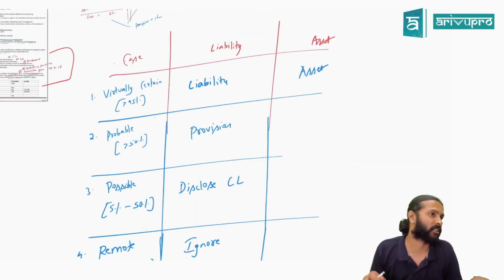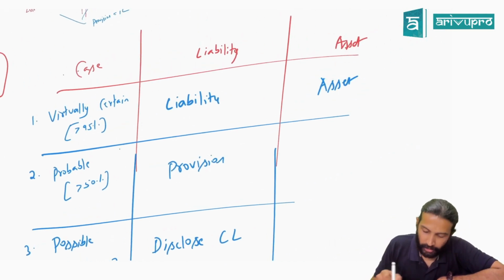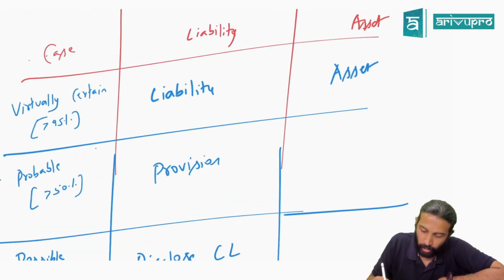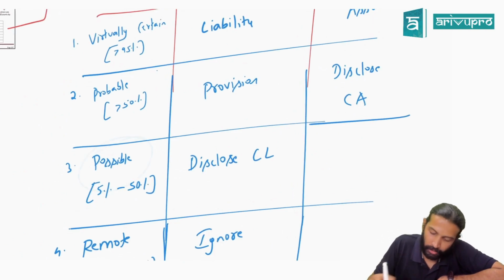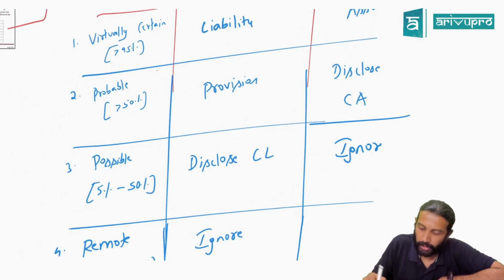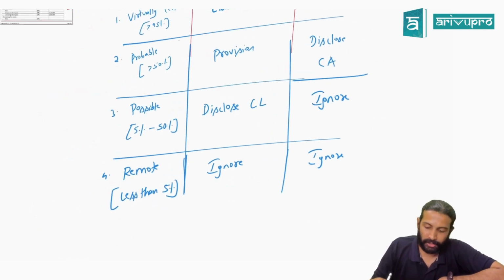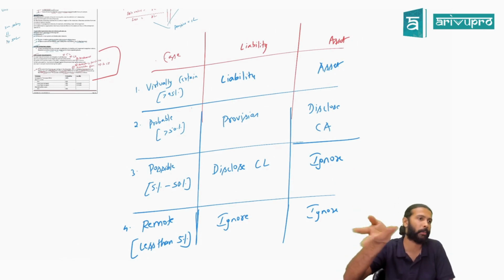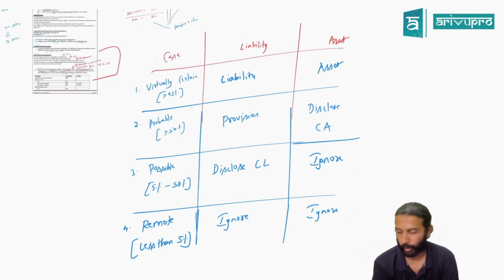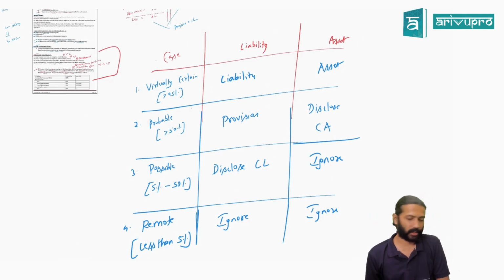Can we similarly fill on the asset side? If it is virtually certain, then you will book asset. If it is probable, then you will disclose. Probable means you will disclose what? Contingent asset. If it is possible, then you will ignore. If it is remote also, you will ignore. That's all from the asset side, sir. This is your table. This will give you a fair idea when to book liability, when to make provision, when to disclose contingent liability and assets. Just for your reference. It's anyway given in the charts.